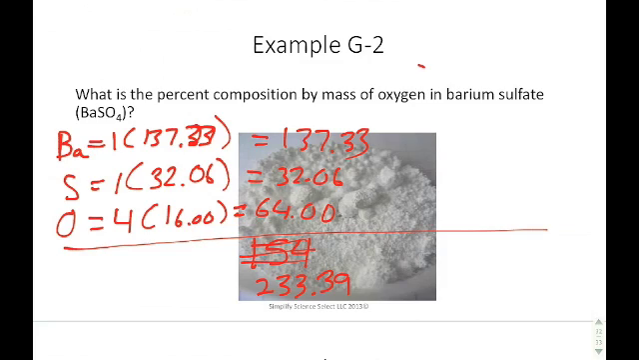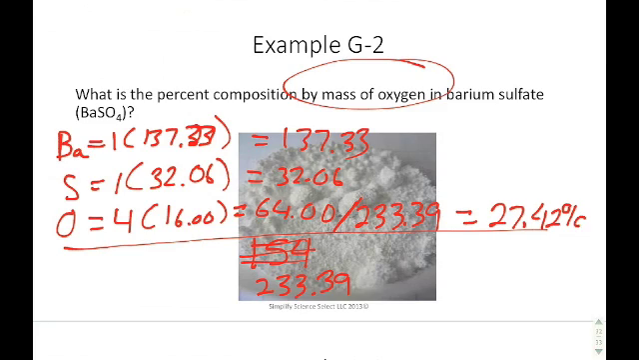So if I'm trying to figure out the percent composition by mass of oxygen, you would take the mass of oxygen, which is 64, divided by 233.39, and when you do that, this thing comes out to be about 27.42% oxygen.